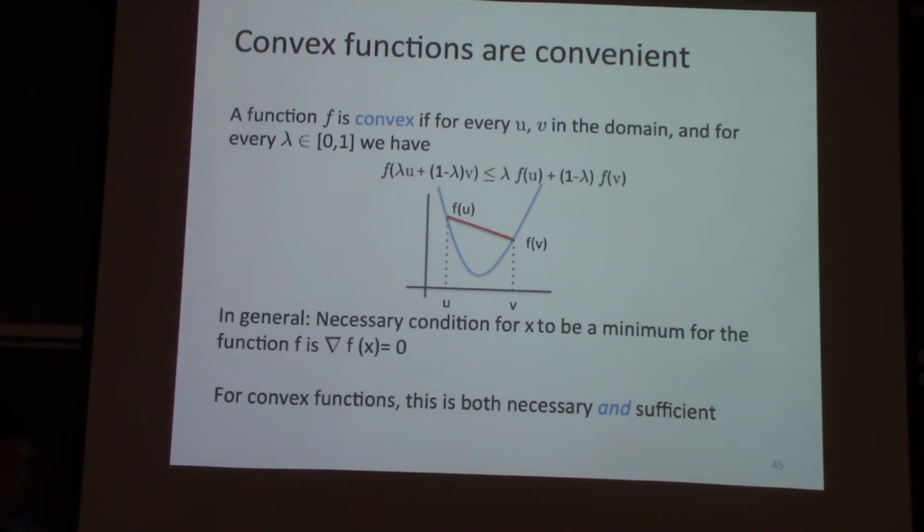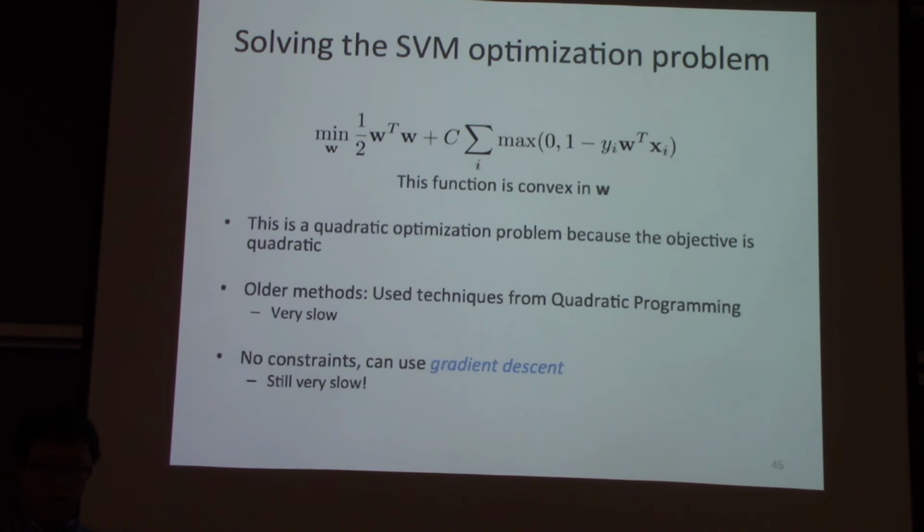So if we try to find a point with 0 gradient, then we will know that we arrive at the minimization, the global minimization point. That's why a convex function is good if you want to minimize this function. So how to solve this minimization problem?